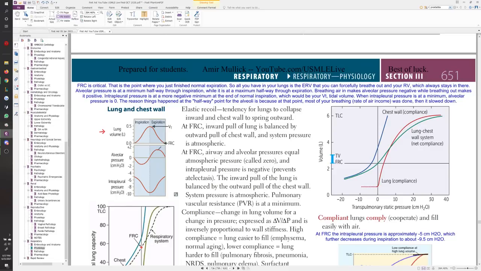Now, if you breathe all your air out for whatever reason, your alveolar pressure is going to get too high and it's going to collapse. It's going to break, right? That's atelectasis, which can occur as in that patient we just did.